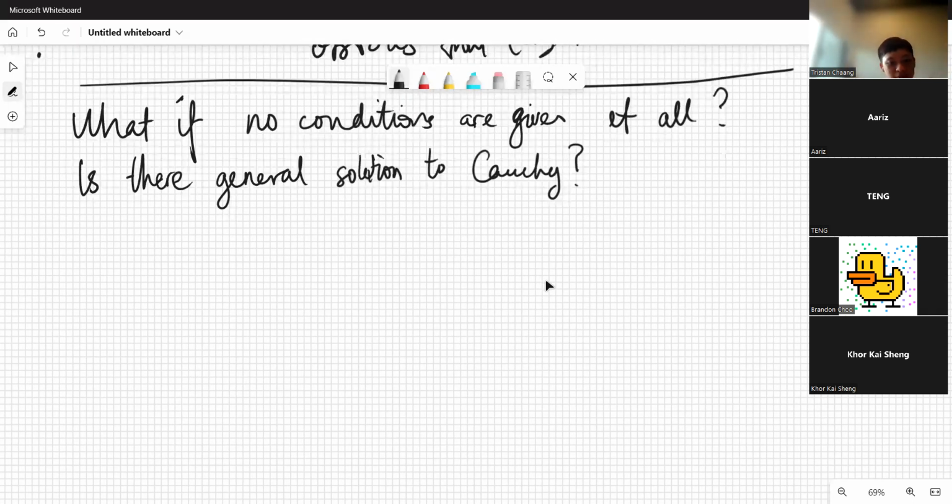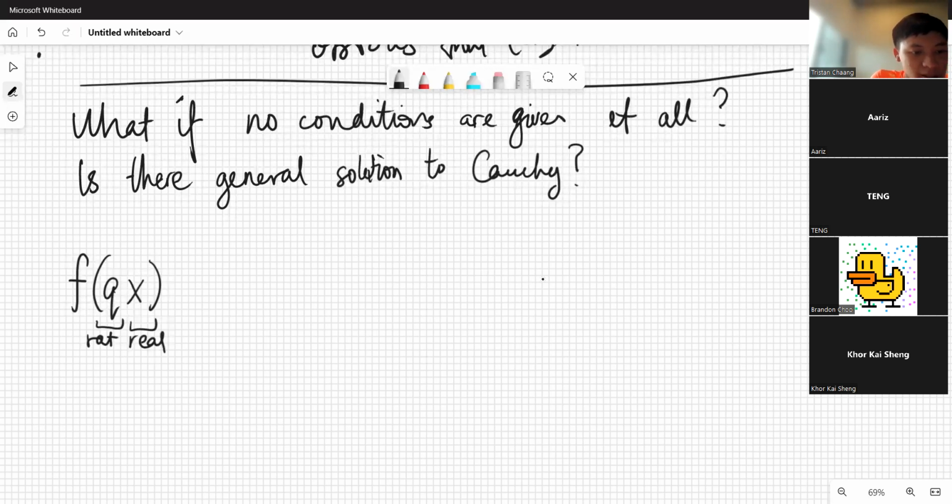So here is where we first have to familiarize ourselves with this property. So f, again, just now we proved that f(qx), where q is rational but x is any real number, is just equal to q f(x). This was proven just now.